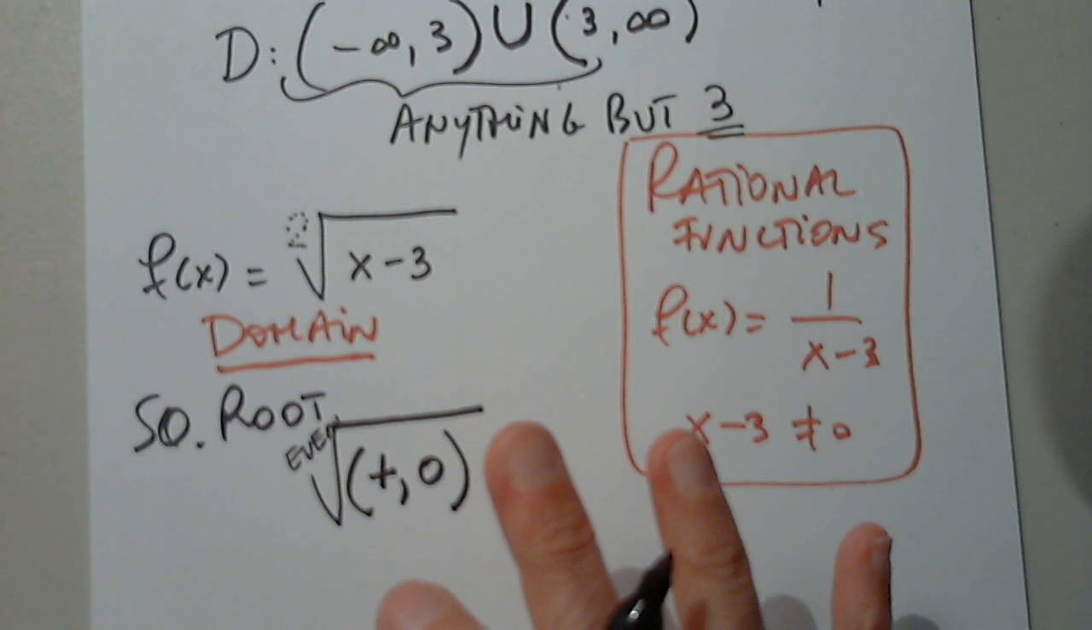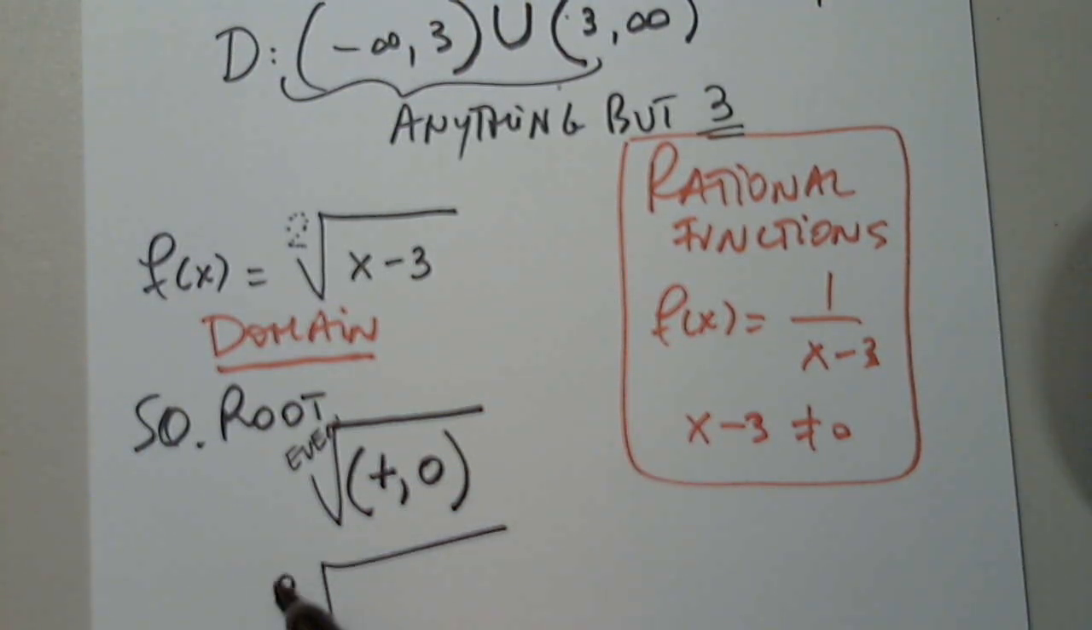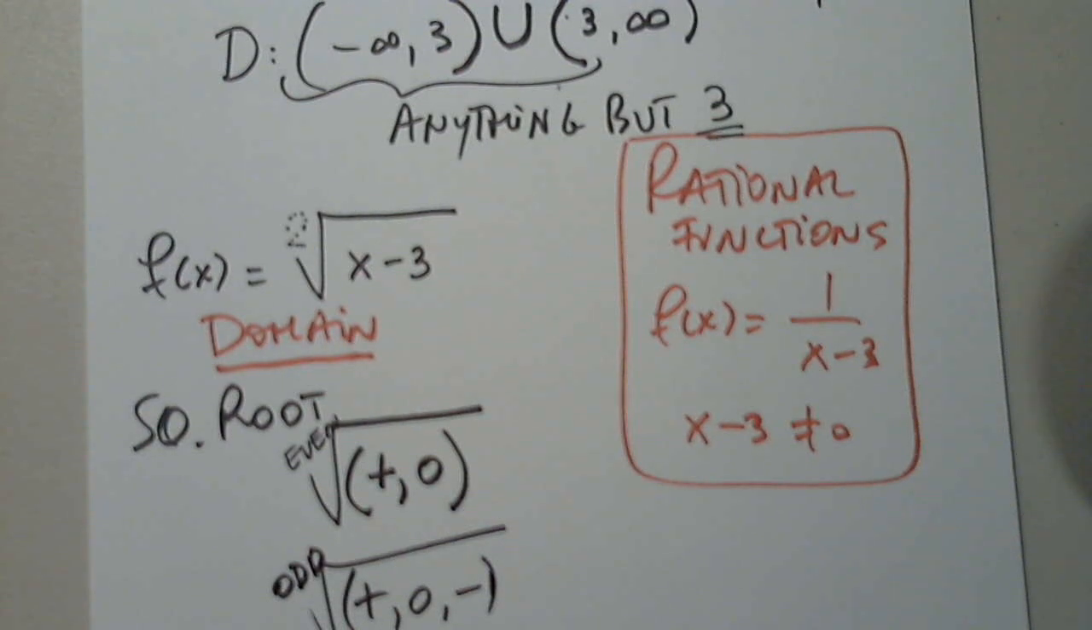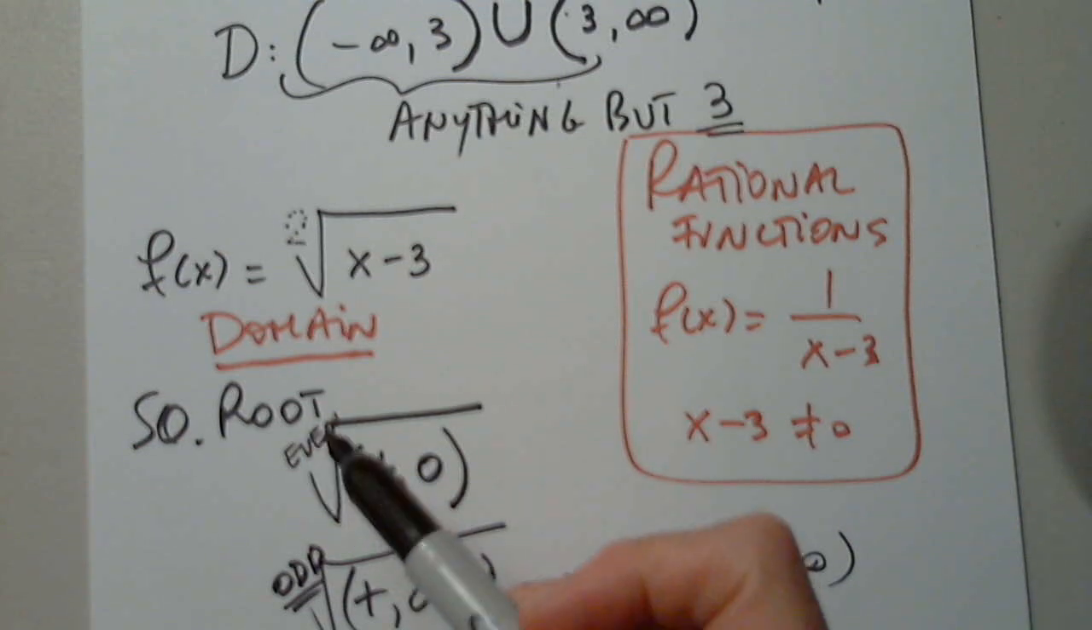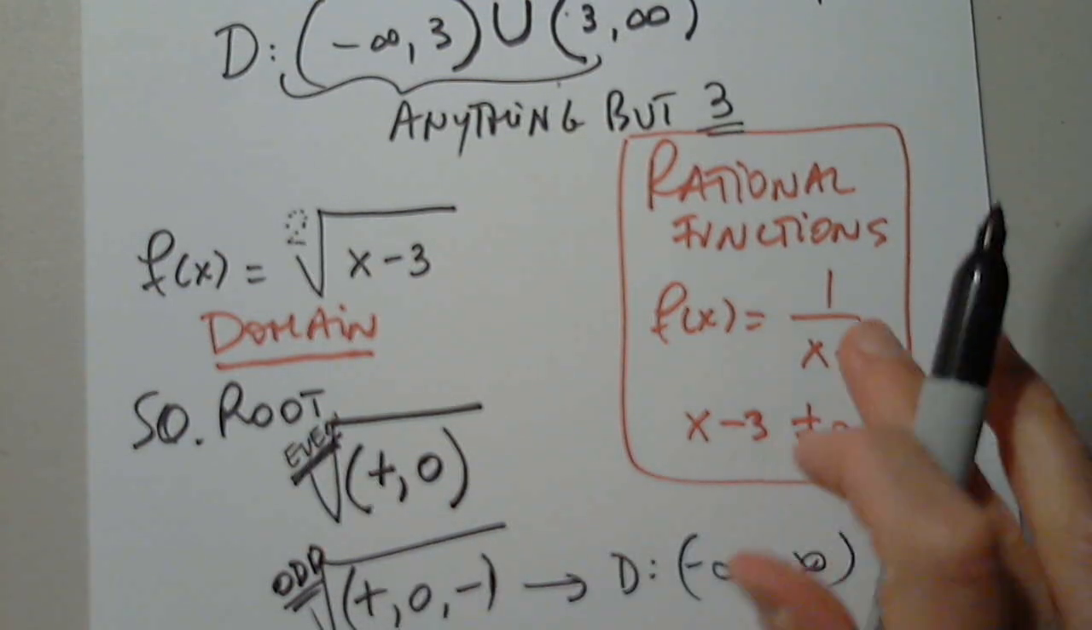Perfect. That's the idea. Now, if it is odd, if the index is 3 or 5 or 7, no problem. Anything works. So the domain for this function will be everything, forever. You can plug in anything you want if the index is odd. But if the index is even, there is a problem, like for this one.